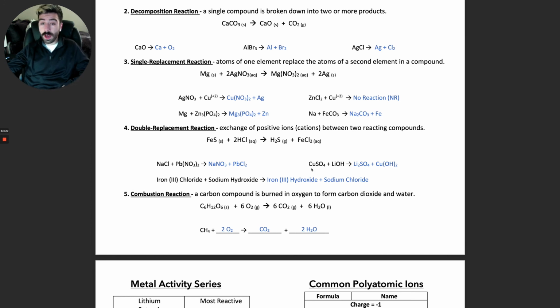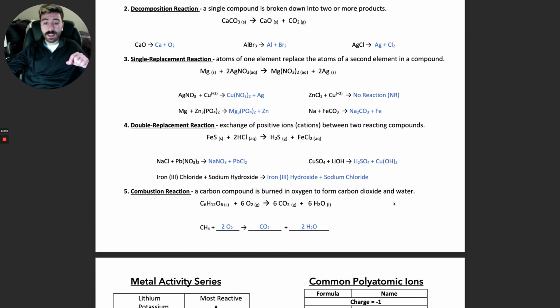Lastly, you have copper sulfate and lithium hydroxide. You switch lithium and copper to get lithium sulfate, Li2SO4, and copper 2 hydroxide, so Cu(OH)2. And that's it. Those are double replacement reactions.